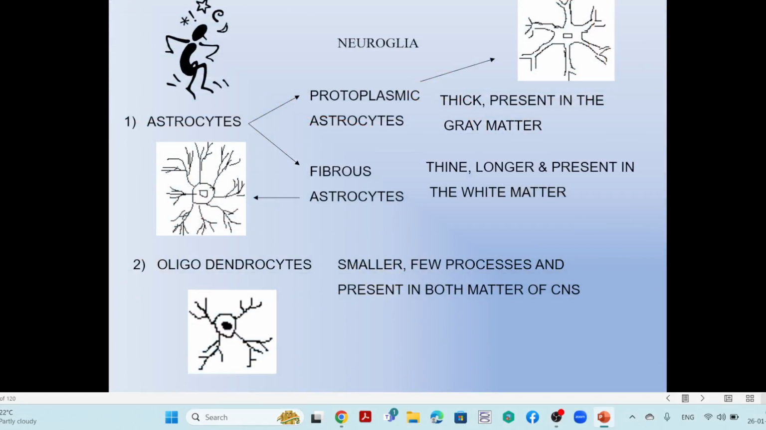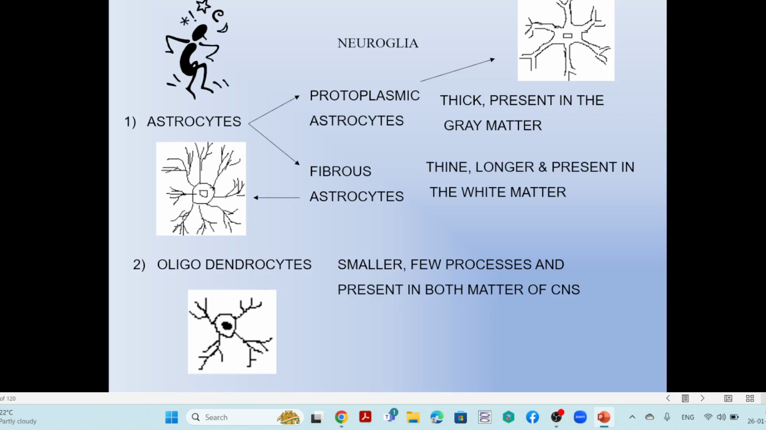What do we mean by neuroglia? Neuroglia means the supporting cells. They are not the main neurons, but they support the neuron. Remember, the supporting cells to the neuron and to the system, that group of cells, are called neuroglia. These neuroglia consist of different types of cells.